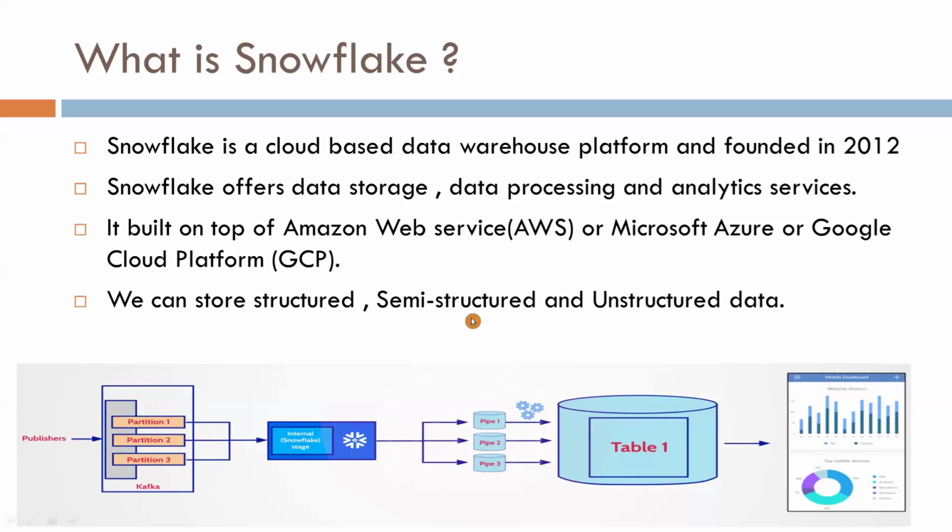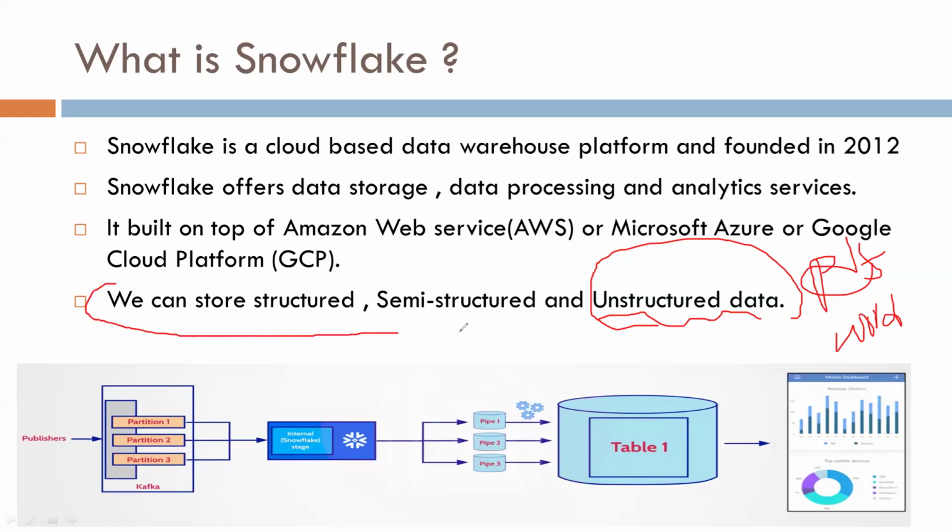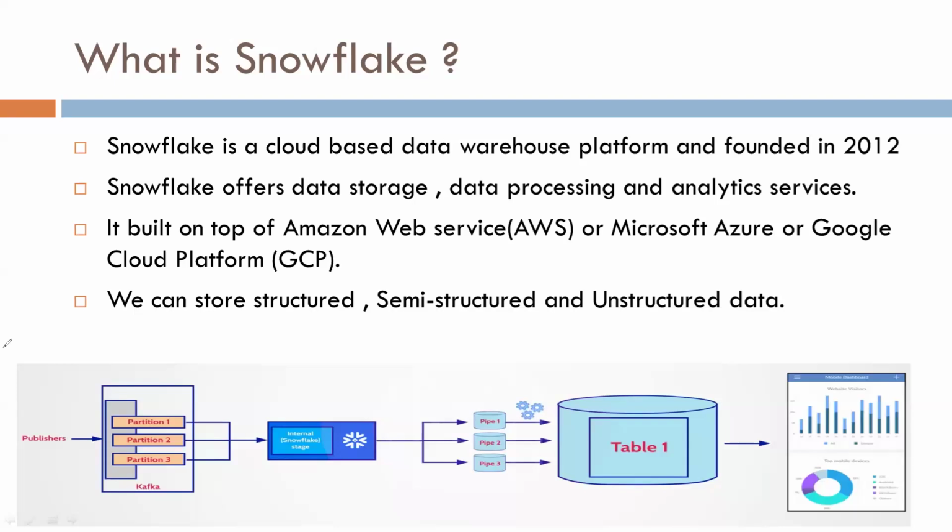What is semi-structured? Semi-structured is JSON and XML files. We call those semi-structured. What is unstructured data? Unstructured data is images, PDF files, and Word files. In Snowflake, what kind of data can we store? We can store structured data, semi-structured data, and unstructured data. That is what we have seen in the last diagram, right?